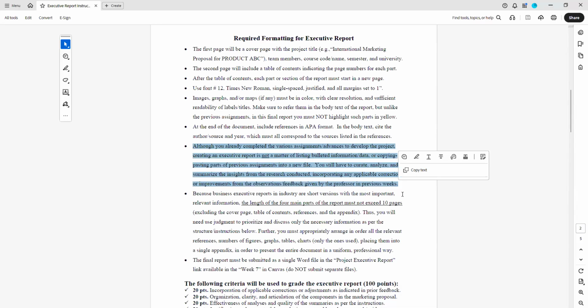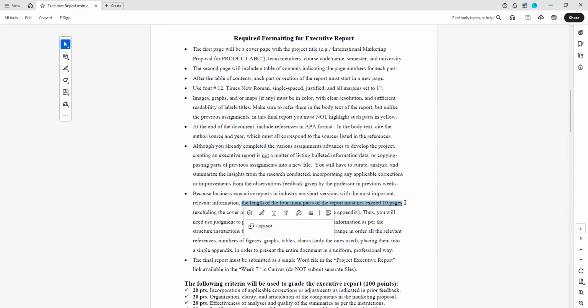So the core or the main part of this last assignment, which are the four components that I mentioned earlier, this must not exceed 10 pages, right? So it's here highlighted. The length of the four main parts of the report must not exceed 10 pages. So this is underlined because it is important. This does not include, however, the cover page, table of content, references, and appendix.